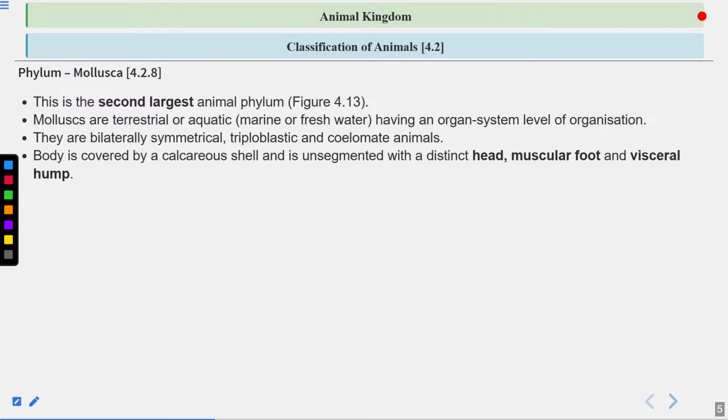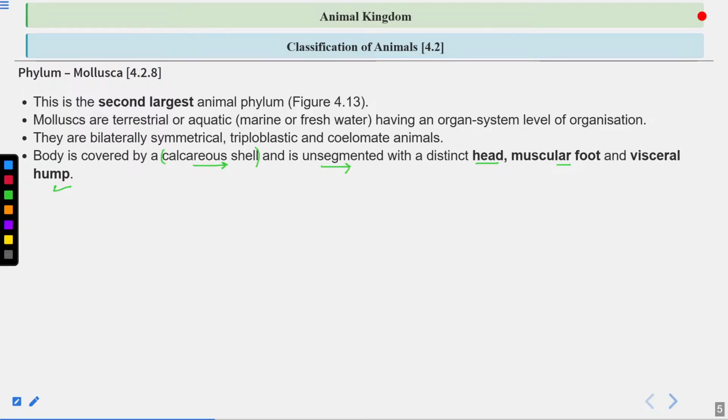Now the body is covered by a calcareous shell. This is again a characteristic feature, and it is unsegmented. There are no segments, and they have a distinct head, muscular foot, and visceral hump. So we are talking about the body of the mollusk. First of all, it is covered by a calcareous shell. Then the body is divided into head, muscular foot, and visceral hump.